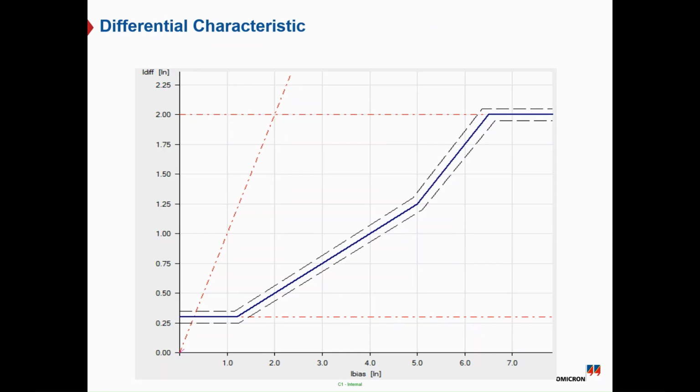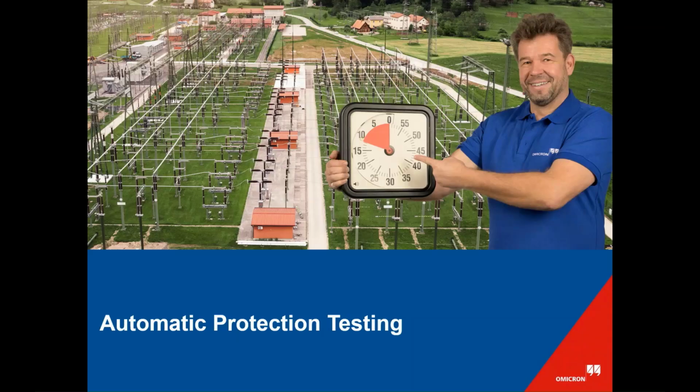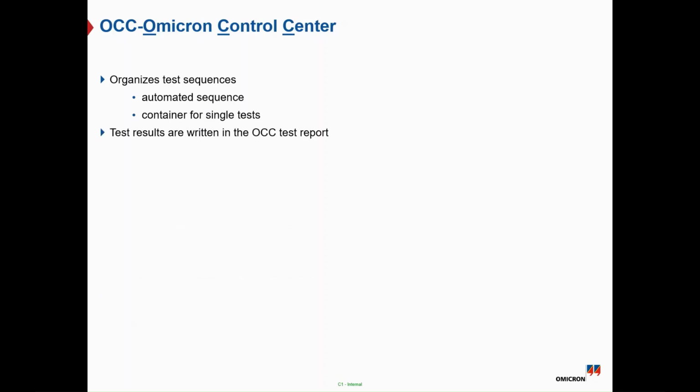But what if we need an automatic testing approach and dedicated modules to test all this kind of differential characteristic, instead of starting from scratch and drawing it point by point and line by line? You can check our automated testing solutions using the OCC, which is the Omicron Control Center, which can be organized as a test sequence. It's a container for a single test, so you can add many more test modules in the same file.